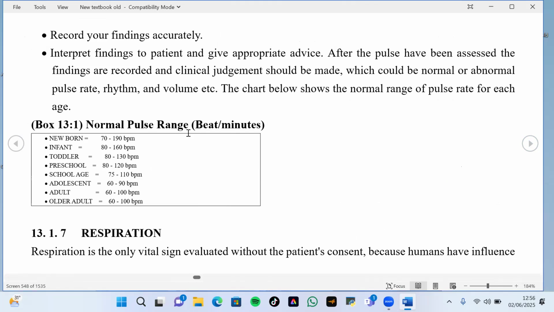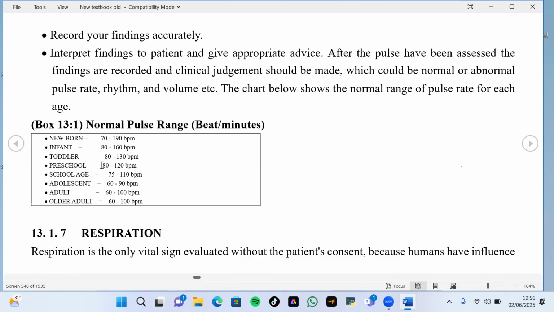What are the normal pulse rates? For a newborn, it's within 70 to 190 beats per minute. Then infant is 80 to 160 beats per minute. Toddler is 80 to 130 beats per minute. Preschool children is 80 to 120 beats per minute.